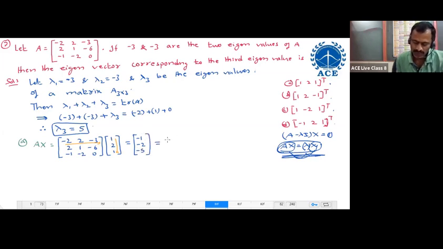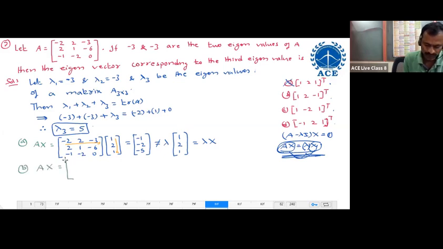Is it equal to some scalar times the same vector or not? Check it. Can you write this vector in terms of the other? We can do so only when two vectors are proportional, but these two are not proportional. So this is not equal to any scalar times the same vector. Ax is not equal to lambda x, the equation is not satisfied with option A. So A is wrong. Next, option B.